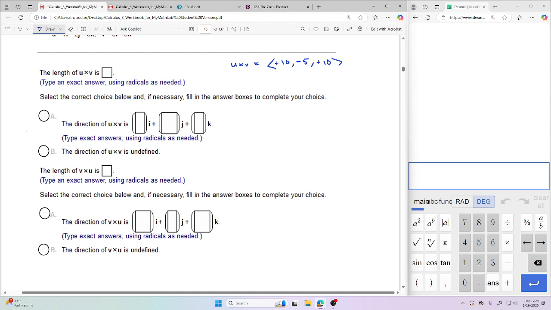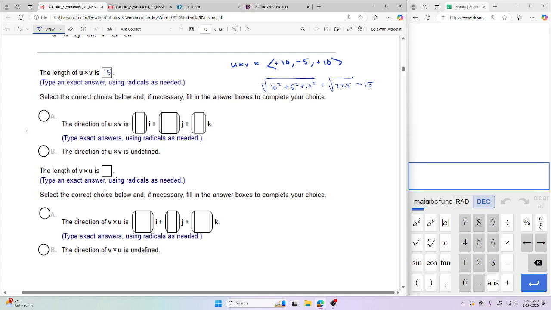Okay, so we got this U cross V, and we did the length was 15, and the reason why was because I did the square root of the squares. Am I right about that? I'm just recapping on what we were doing. 225 made the 15. Awesome. Good? Okay, so all back to where we were.